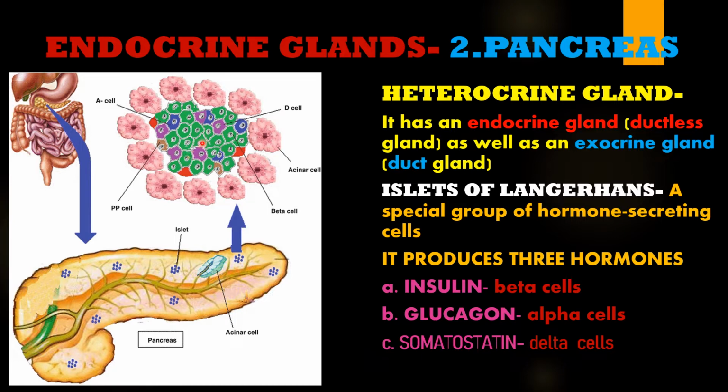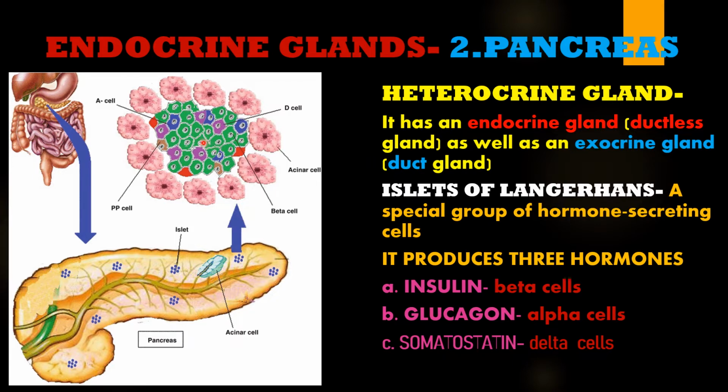Then this special group of cells produces different types of hormones. It produces mainly three types of hormones. Three hormones: insulin, glucagon, somatostatin. Insulin is produced from beta cells.